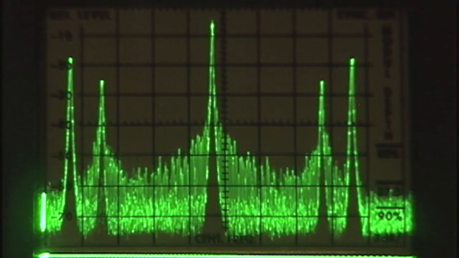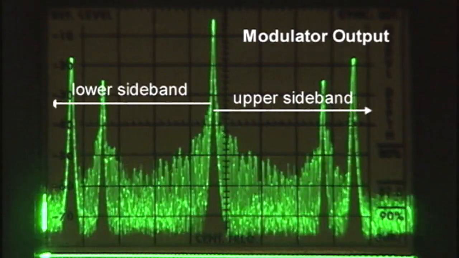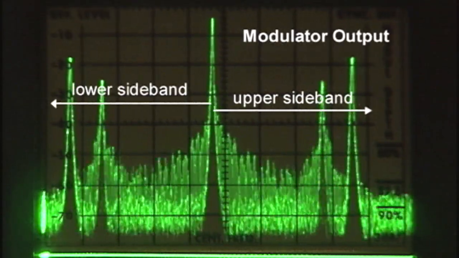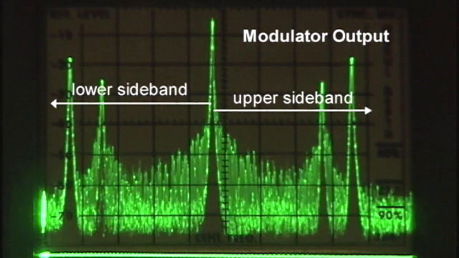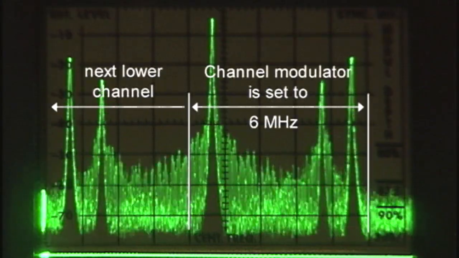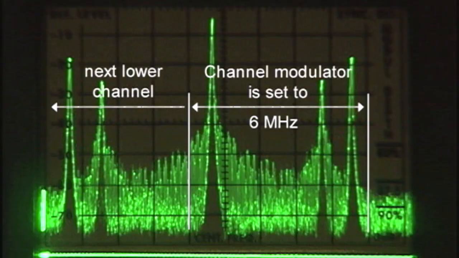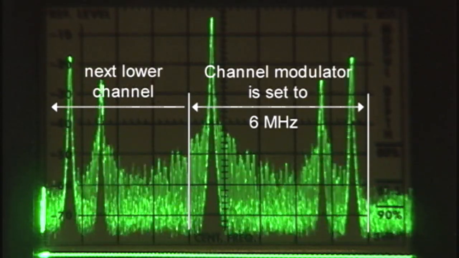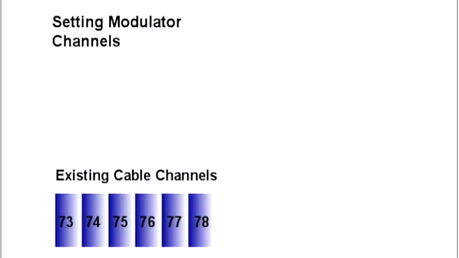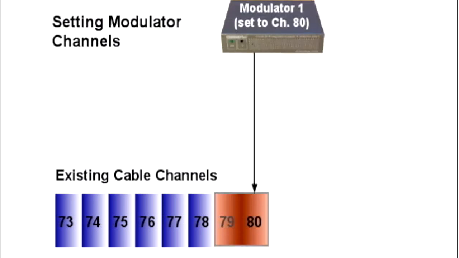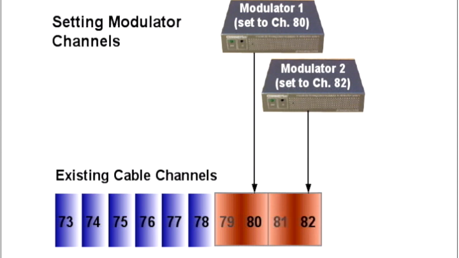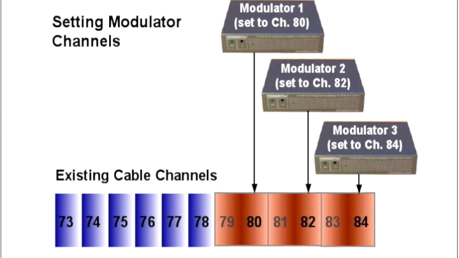Now, to make modulators relatively inexpensive, they transmit both sidebands of a television picture, leaving out the expensive circuitry required to remove the lower sideband. This means they require a 12 MHz bandwidth, 6 MHz at the channel they're set to, and 6 MHz of the lower channel. Therefore, if you're using multiple modulators in a system, or combining modulator outputs with cable or off-air signals, you need to leave one unused channel between the selected modulator channels. So if a modulator is set for channel 80, for example, it will actually use channels 79 and 80.